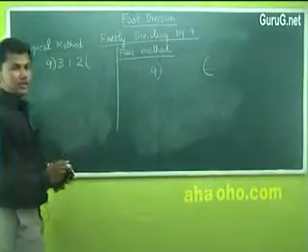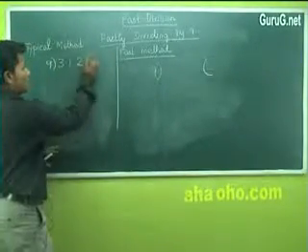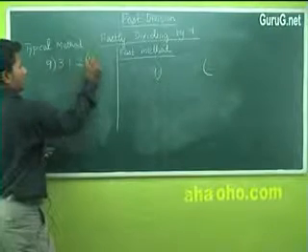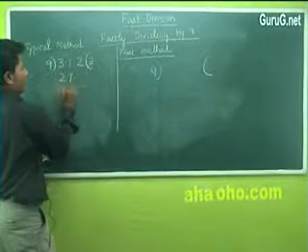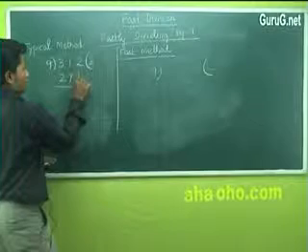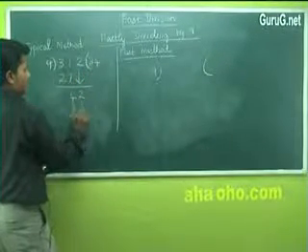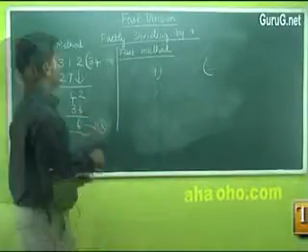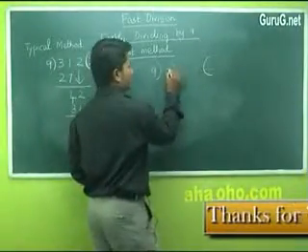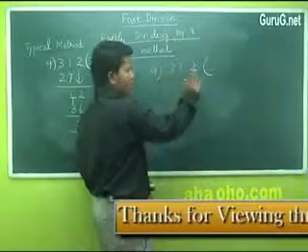So let us divide this 3-digit number by 9 using the typical method. 3, 1, 2. So 9 3s are 27. Remainder is 4. Bring 2 down. 9 4s are 36. Remainder is 6.